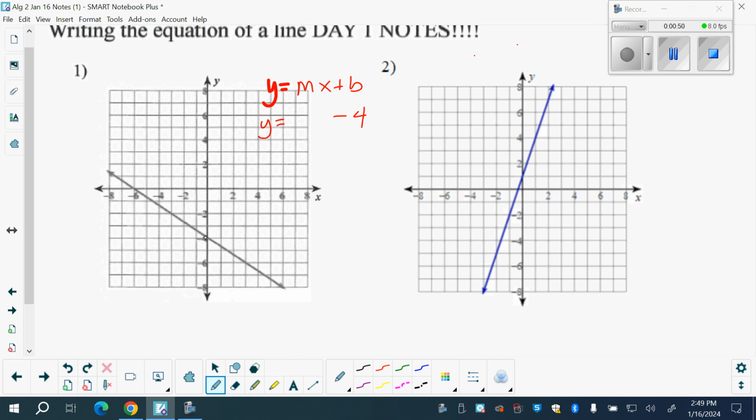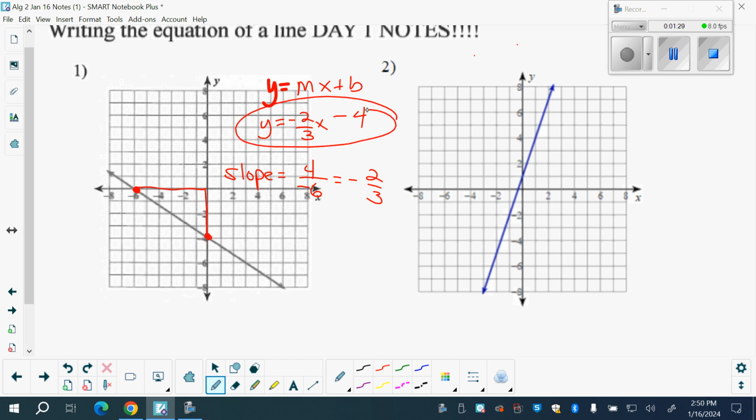So we'll use the y-intercept, and then we'll find another point. Say we use this point. And our slope is going to be up how much? And left how much? So 4 over -6. Do we leave it like that? We simplify it. That's right, which is -2/3. So this is y equals -2/3 x minus 4. So that's if we have a graph.